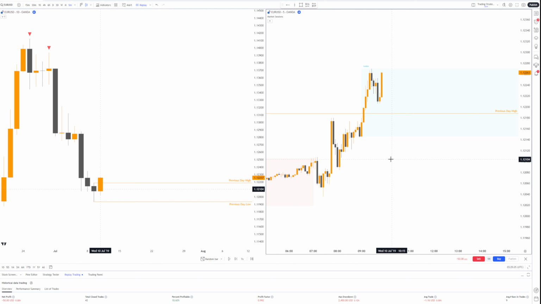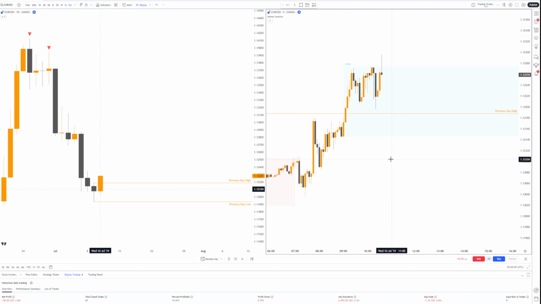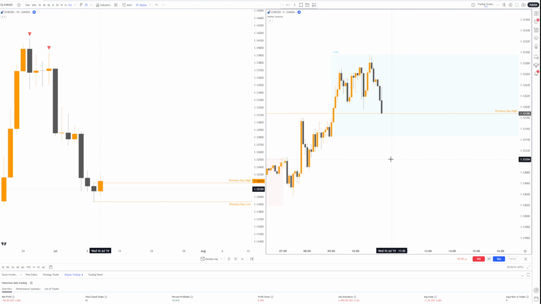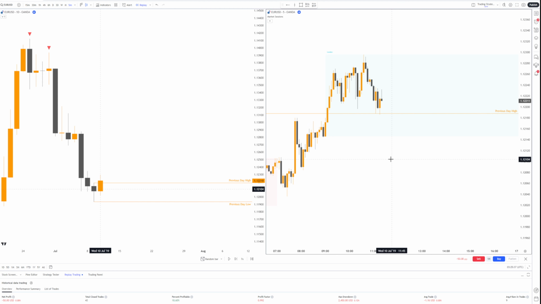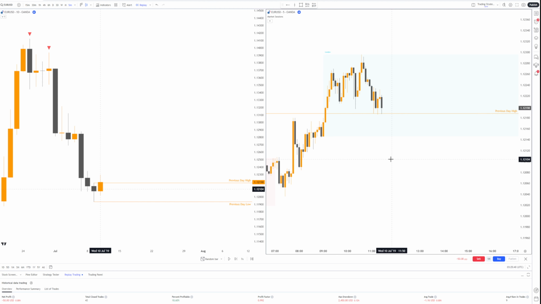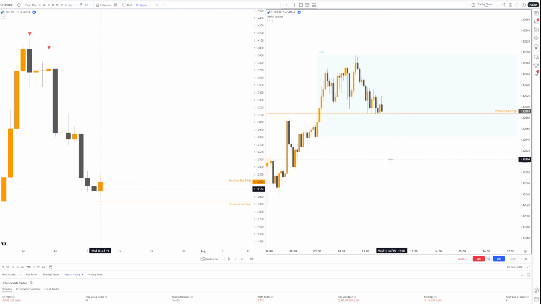Nothing. Okay, we have got a strong push down. Nope, just been taken. There you go. We need the candle close. Still nothing. Candle close. Still nothing.